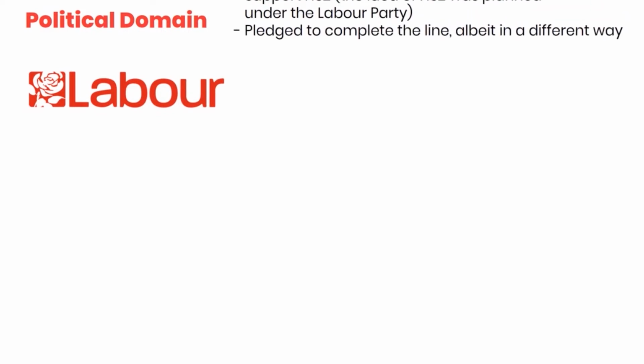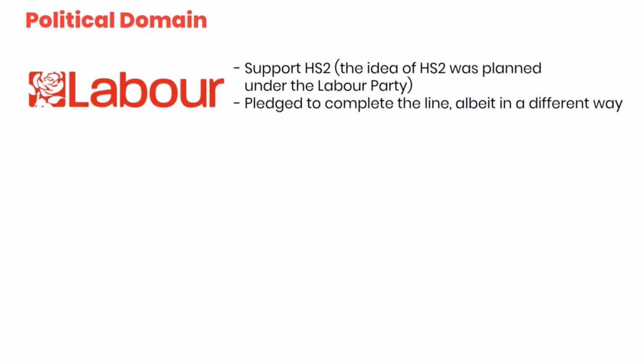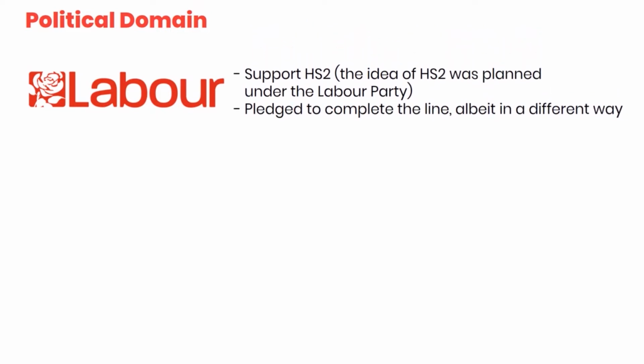Here are my findings for the political domain. Different political parties in the UK have different plans regarding HS2. The Labour Party, as opposition to the incumbent Conservatives, support HS2. The actual idea of HS2 was planned under the Labour Party when they were in power, and have pledged to complete the line, albeit in a different way to the Conservatives.